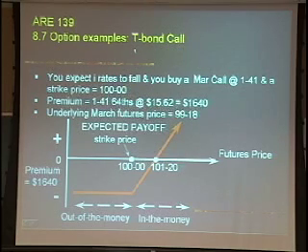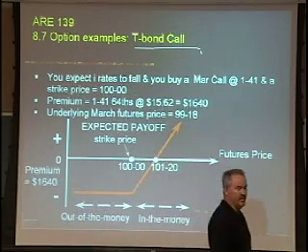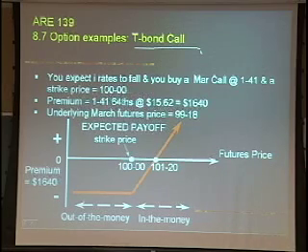So here's an example from T-bonds. Okay, so we'll just run through these. So again, I tell you that you think interest rates are going to fall, and you know that if interest rates fall, bonds rise, right? We know that, which means that you need to buy a call option. And let's suppose that the strike price is 100 even, so it's 100% of par.